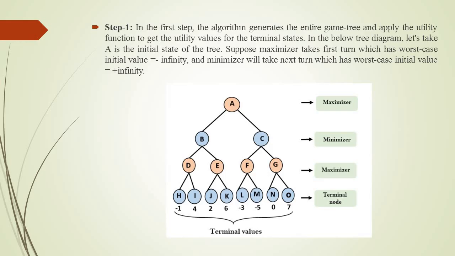So consider this example. In the first step, the algorithm generates the entire game tree to apply the utility function. Suppose A takes the maximizer, the next level of nodes B and C will take the minimizer role, and after that maximizer and after that minimizer. Likewise, it will take the turn to play.